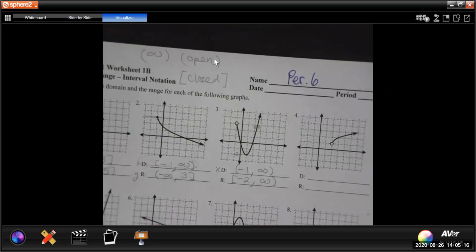Can anybody tell me why the -2 has a bracket? Because there's no point, like there's no circle. There's no open circle, which means it's closed.